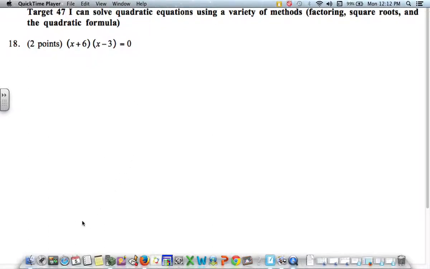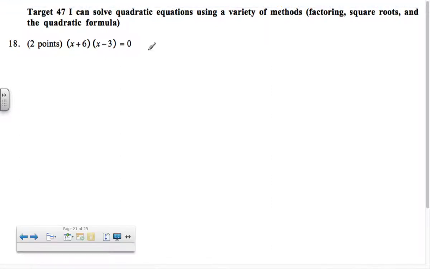Alright guys, here's the Target 47 assessment readiness test key. This is the target where we're solving quadratic equations, and we learned 3 different methods. The first method we learned was by factoring. So basically you just take what we did in Target 46, get them in factored form, and then solve.